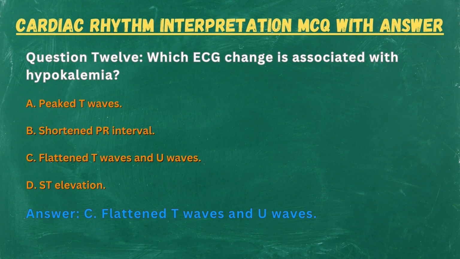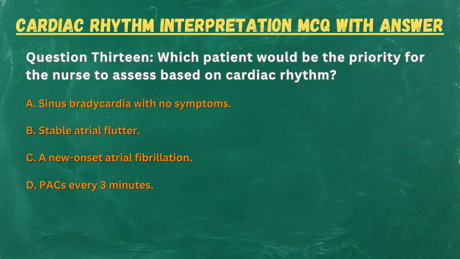Answer: C. Flattened T waves and U waves. Question 13. Which patient would be the priority for the nurse to assess based on cardiac rhythm? A. Sinus bradycardia with no symptoms. B. Stable atrial flutter. C. A new onset atrial fibrillation. D. PACs every 3 minutes.